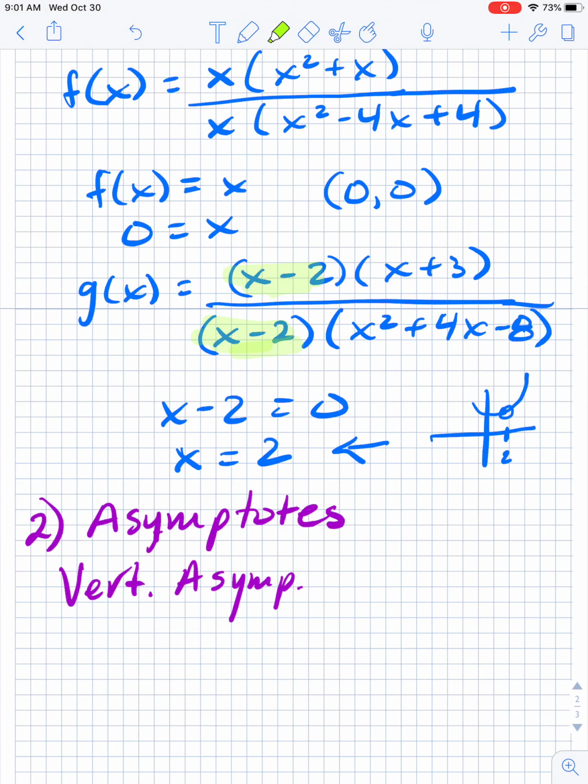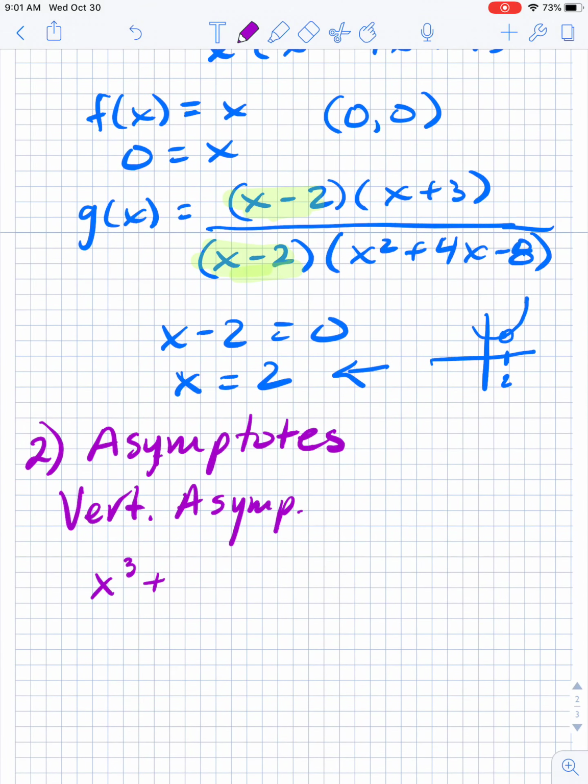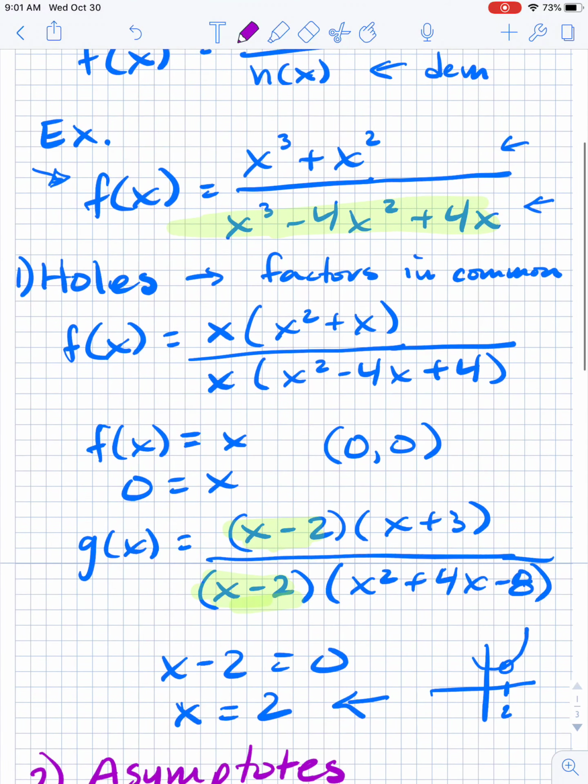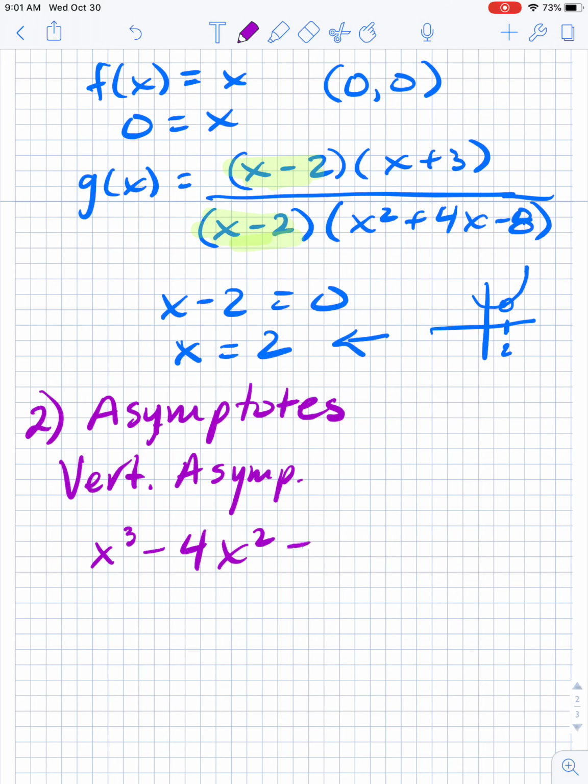So we have x cubed minus 4x squared plus 4x is equal to 0. So wherever that is equal to 0, that's what we're going to set. So to solve this, I'm going to factor out my x.